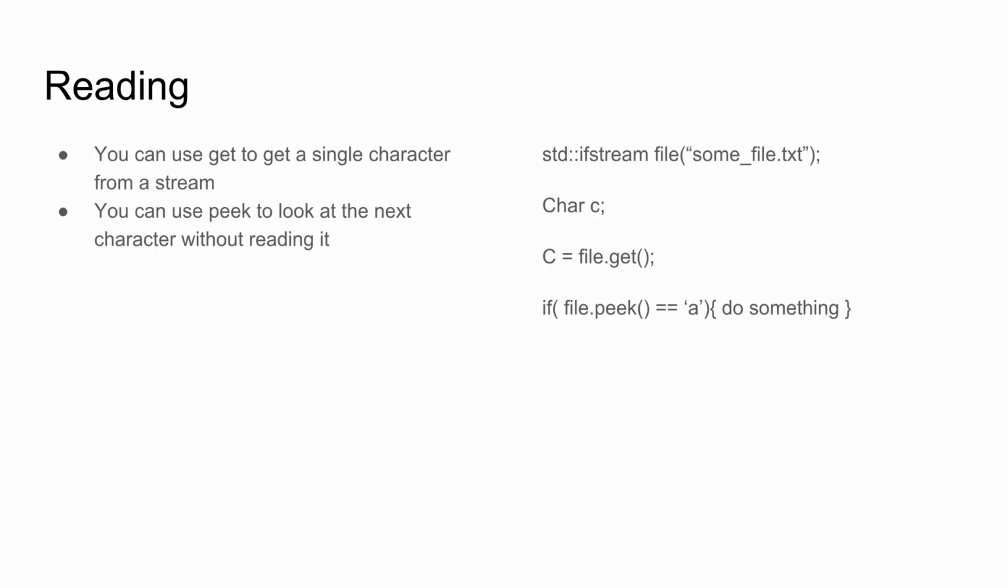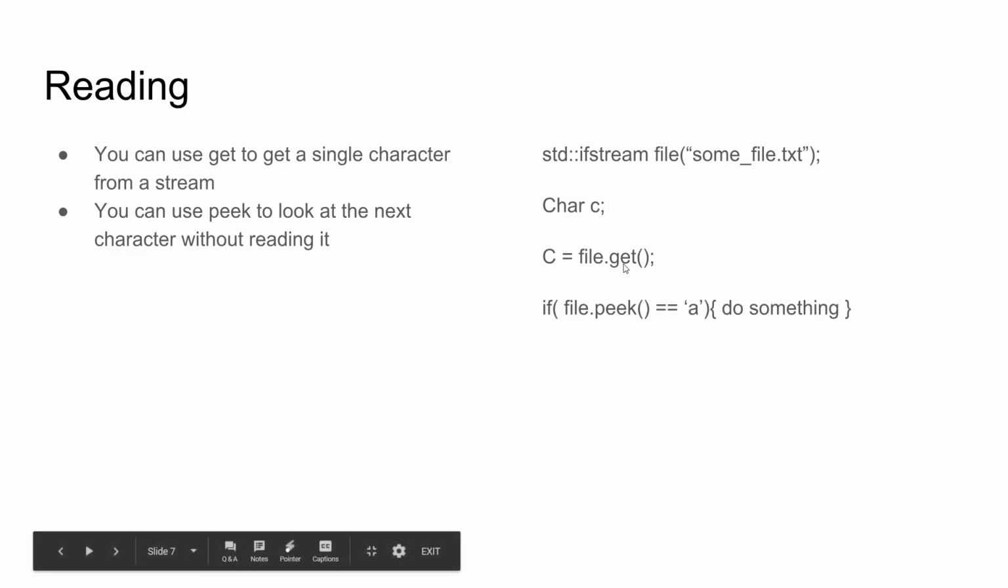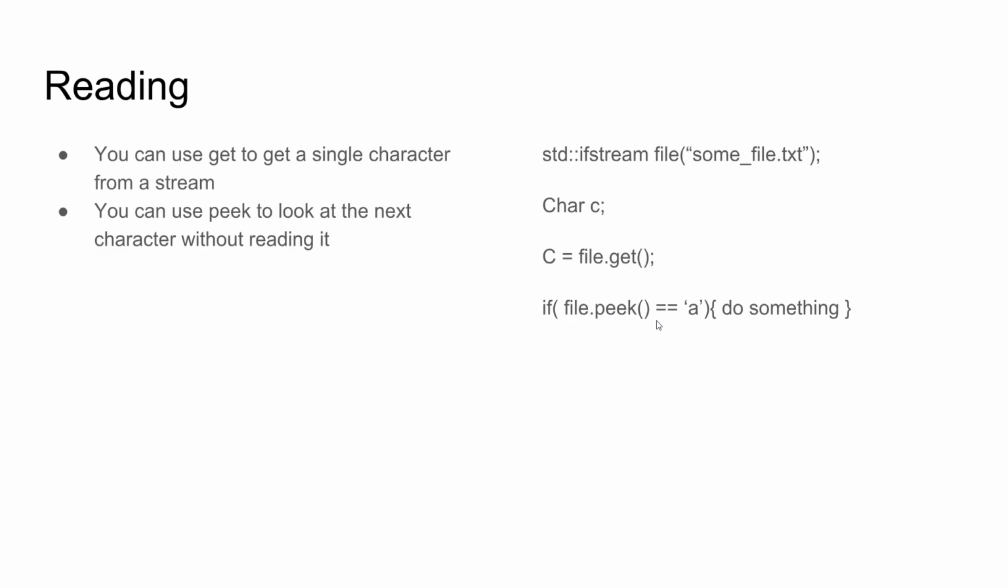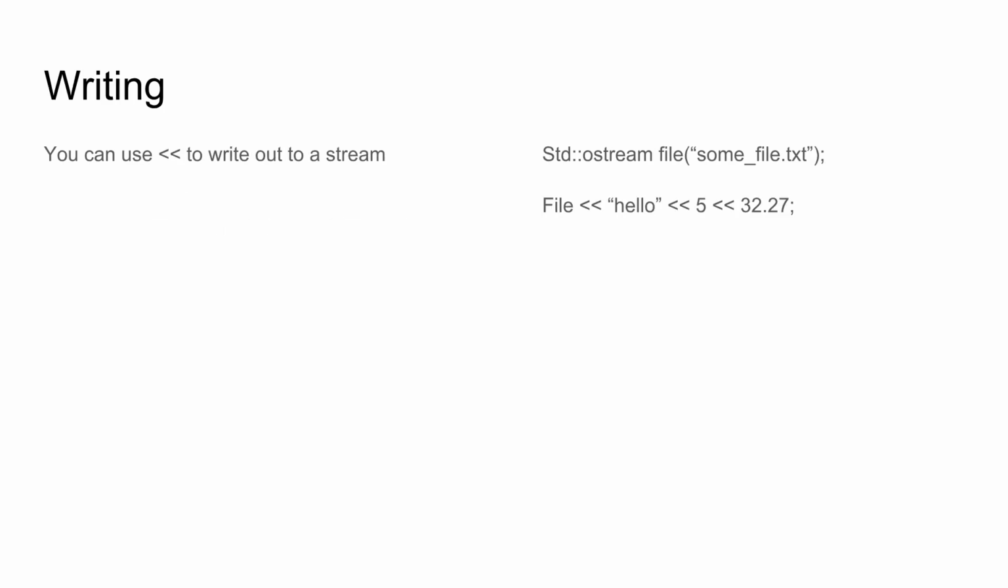You can also get a single character using get. If you're not able to get something, it's going to return EOF. So you can check to see if the character coming back is equal to EOF. That means there's nothing left and you can stop reading. You can also peek to see if there's anything left. You'll look and see what the next character is, but not actually extract it. So you can say, c equals file.get. If file.peek, if the next character is A, do something. But you're still going to leave the A inside the stream. If you're writing, you can just use the arrows to write into it.